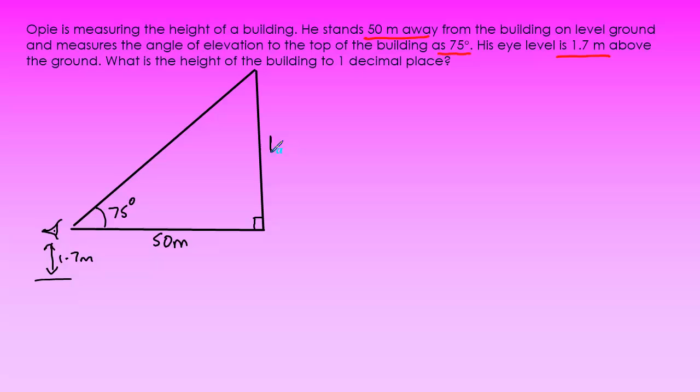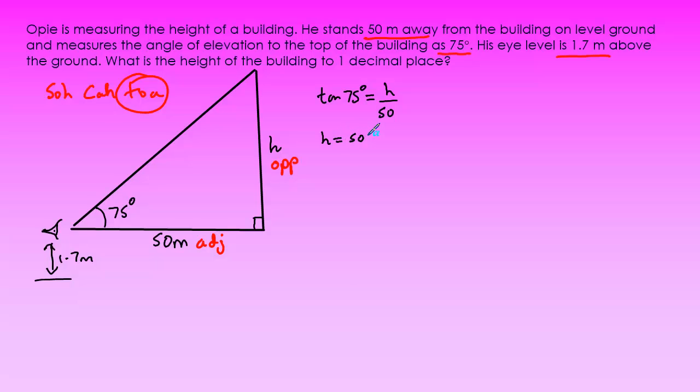So let's call the height here h, and compared to this angle, this one is the opposite and this is the adjacent. So if we think SOH CAH TOA, opposite and adjacent means we're going to use the tangent. So we can say that the tangent of 75 degrees would be equal to the opposite divided by the adjacent, and so h is going to be 50 times tan 75 degrees.